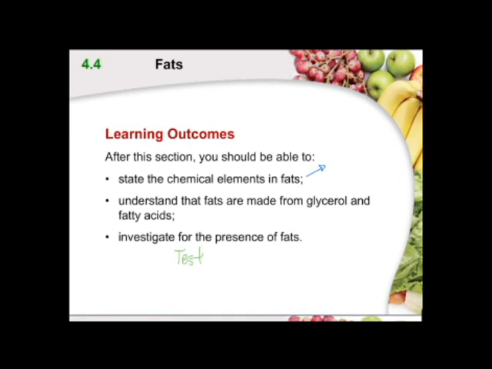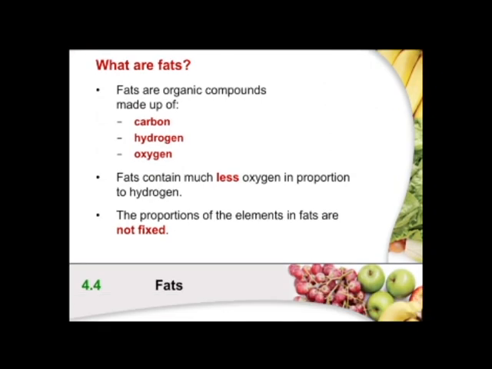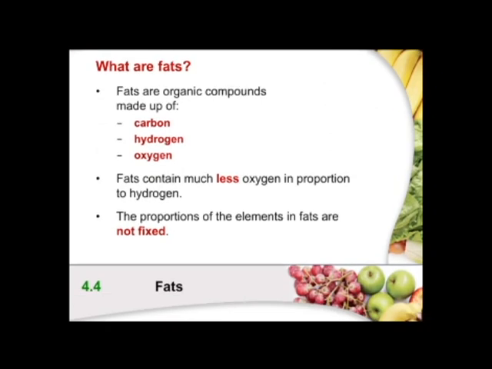In that sense, the chemical elements in fats are similar to the ones in carbohydrates, where you have carbon, hydrogen, and oxygen. But how it is structured is different. Fats are organic compounds that have these three elements, carbon, hydrogen, and oxygen atoms, and all these can be found in the periodic table.